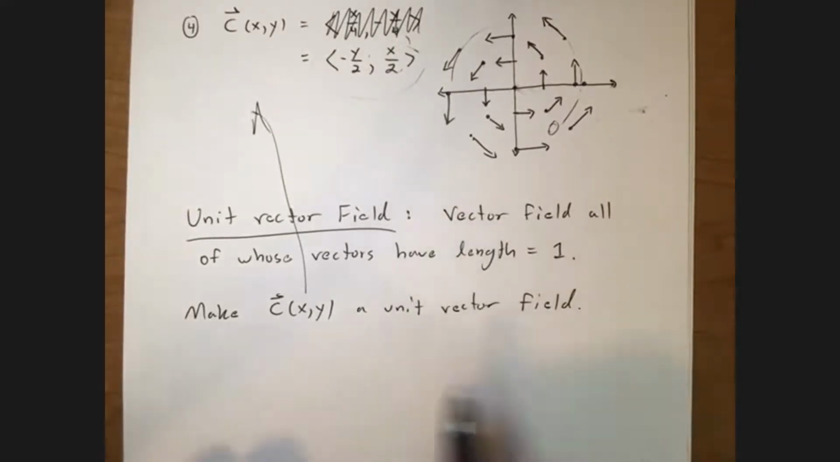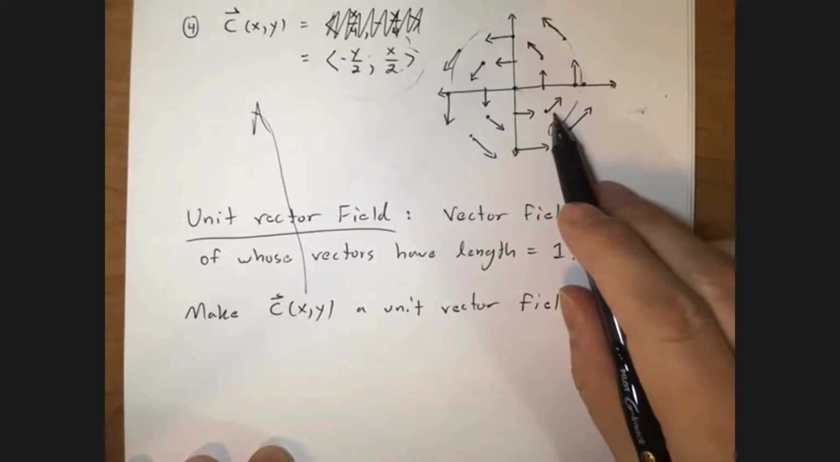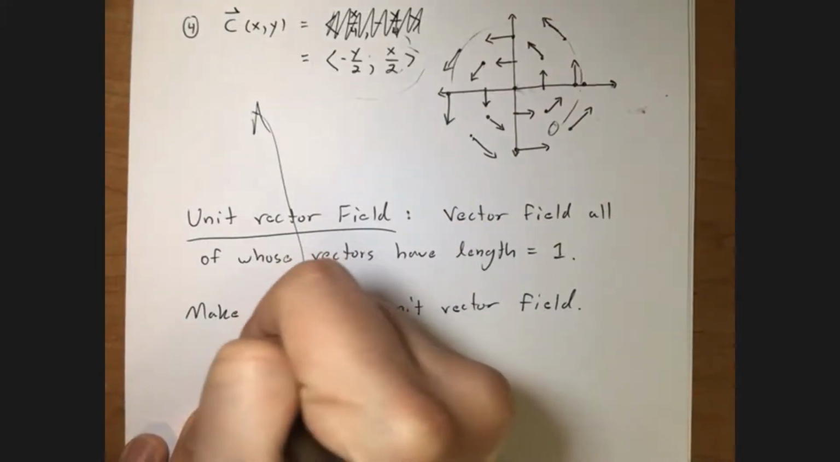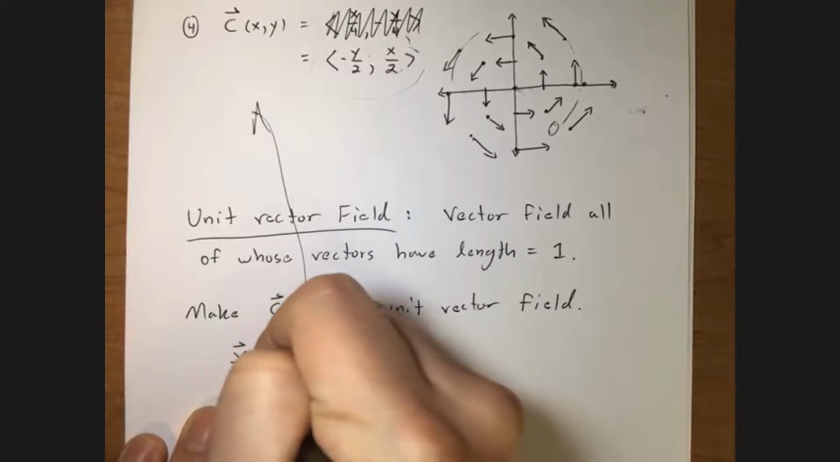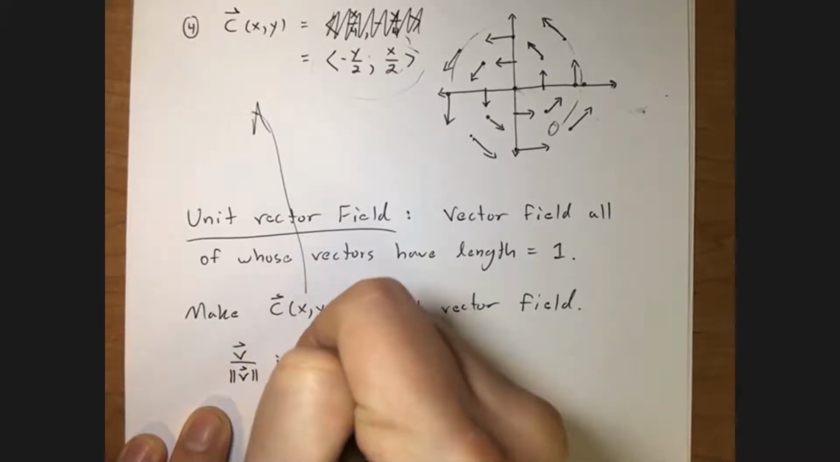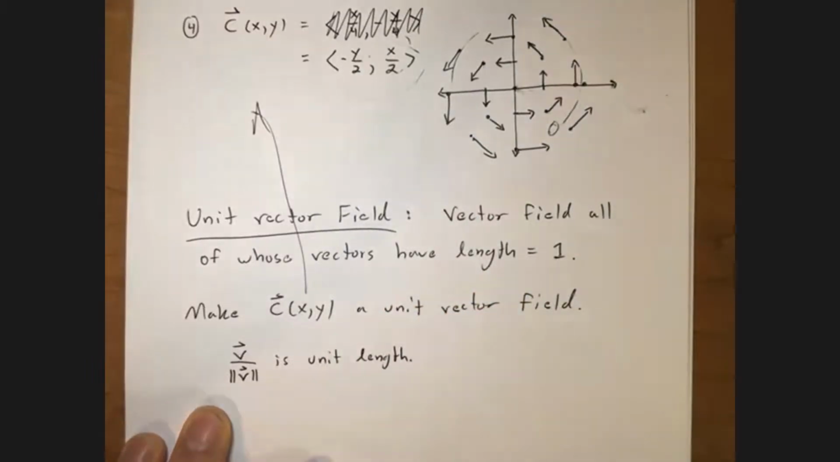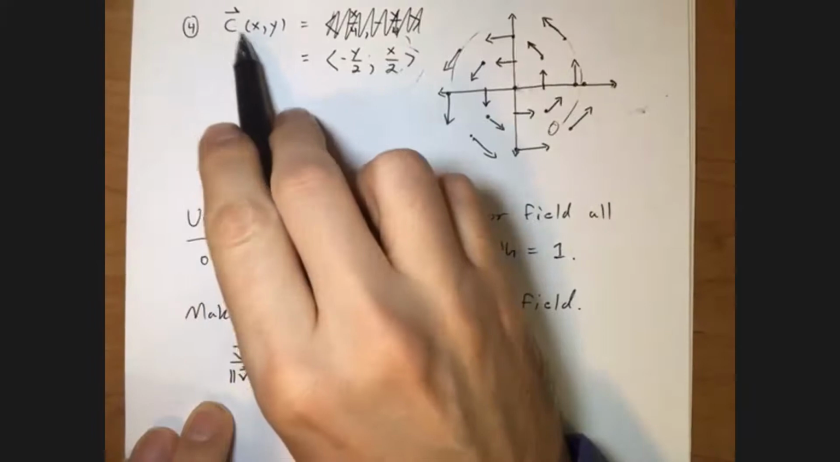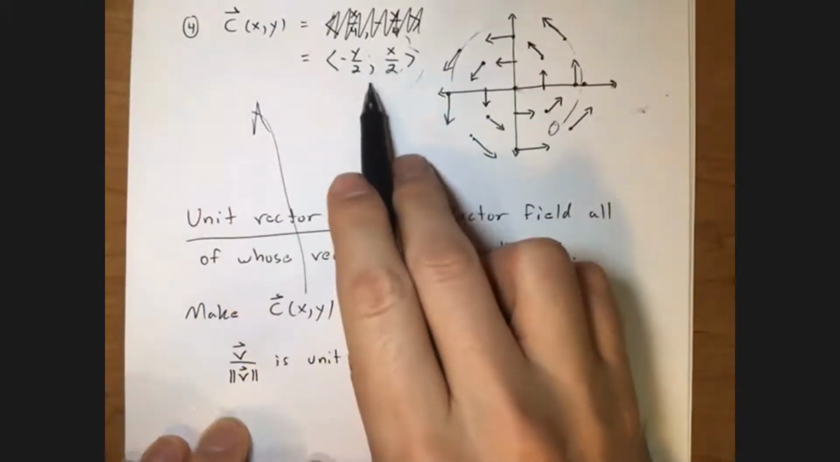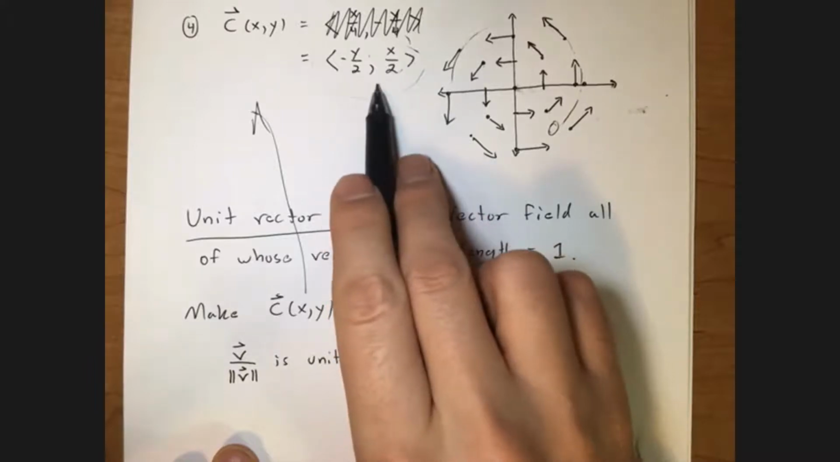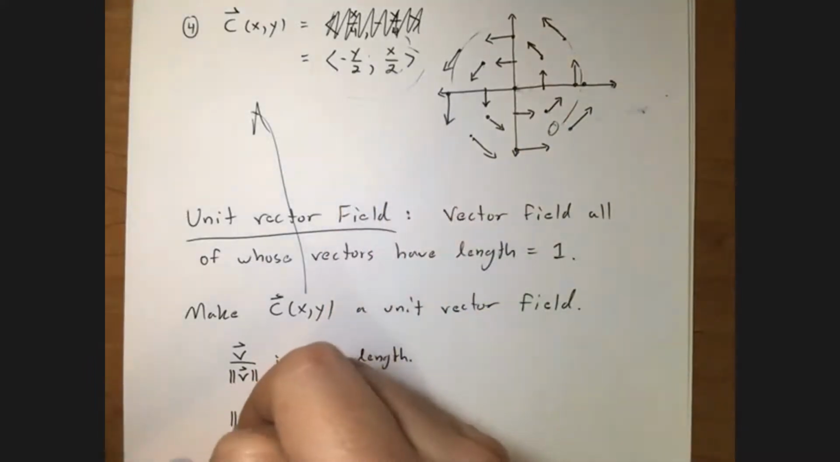How would I do that? Well, I just have to take each of its vectors and divide by its length, right? To make a vector into a unit vector, you just divide by the length of the vector, right? So if I take a vector and divide by its magnitude, this is always unit length, right? So what I'll do is I'll just take my vector field and divide by its magnitude, okay? So what I have to do is find the magnitude of this. So in this case, we're doing C.